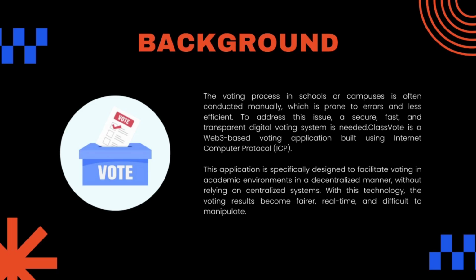The voting process in schools or campuses is often conducted manually, which is prone to errors and less efficient. To address this issue, a secure, fast, and transparent digital voting system is needed. ClassVote is a Web3-based voting application built using Internet Computer Protocol, ICP. This application is specifically designed to facilitate voting in academic environments in a decentralized manner, without relying on centralized systems. With this technology, the voting results become fairer, real-time, and difficult to manipulate.